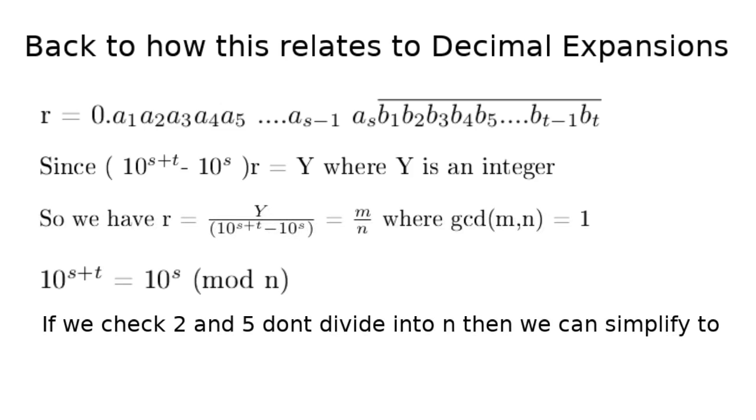Now, if we check, as our algorithm says, just two numbers, 2 and 5, that they don't divide into n, then we can actually reduce this further down to 10 to the t equals 1 mod n. And remember, t is the length of the actual repeating part of the decimal expansion for your number. So 10 to the t equals 1, we're looking for when that's true.